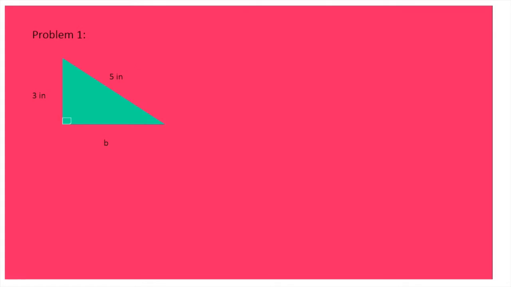Problem 1, we are given a right triangle. We know this is a right triangle because of the square that we have in the corner. This square tells us that the measure of this angle is 90 degrees. We are also given the hypotenuse measure. We know this is the hypotenuse because it is the side opposite of the 90-degree angle. We know it is 5 inches. We are also given one of the sides, the measures of the legs, which is 3 inches. We are trying to find the third side, which tells us we are going to use the Pythagorean theorem.